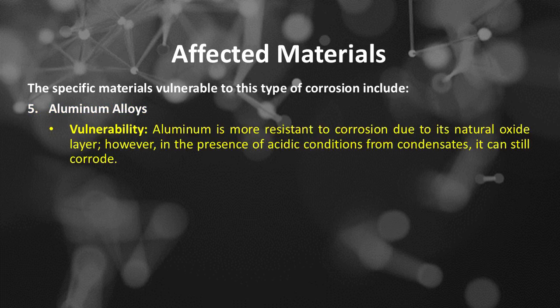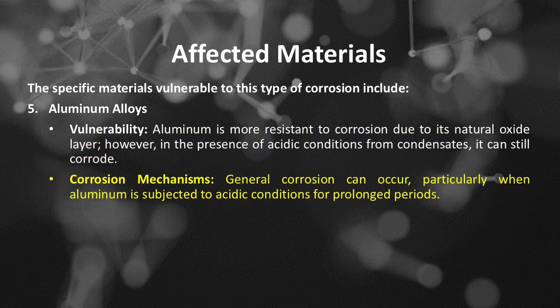Aluminum alloys vulnerability. Aluminum is more resistant to corrosion due to its natural oxide layer. However, in the presence of acidic conditions from condensates, it can still corrode. Aluminum alloys corrosion mechanisms. General corrosion can occur, particularly when aluminum is subjected to acidic conditions for prolonged periods.